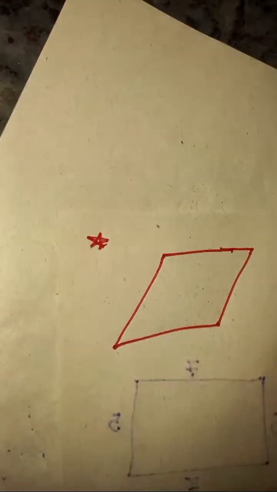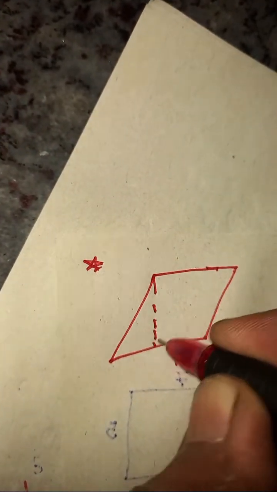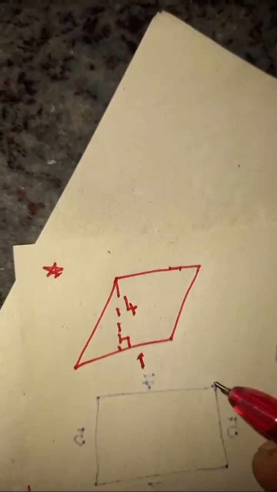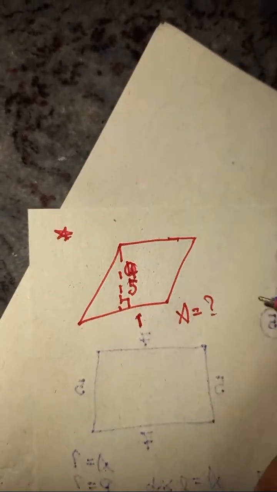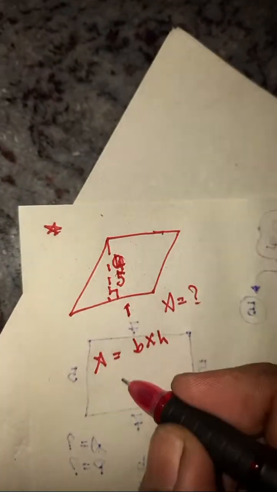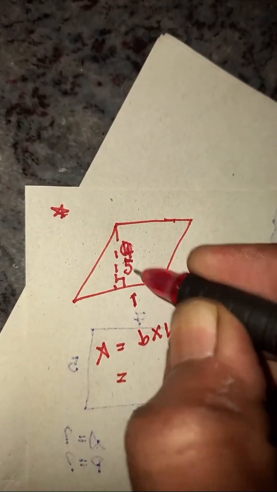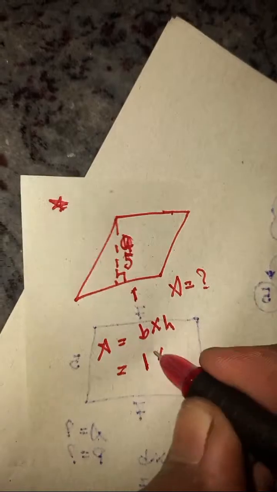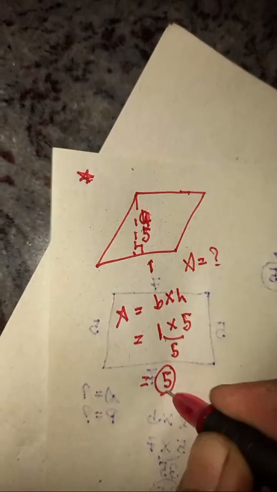Let's take one more, and in this parallelogram the base length is 1 unit and the perpendicular height is 5 units. You need to find the area. Area of a parallelogram is base times perpendicular height. Here the base is 1 unit times the perpendicular height, 5 units. So it is 1 times 5, which remains as 5 square units.